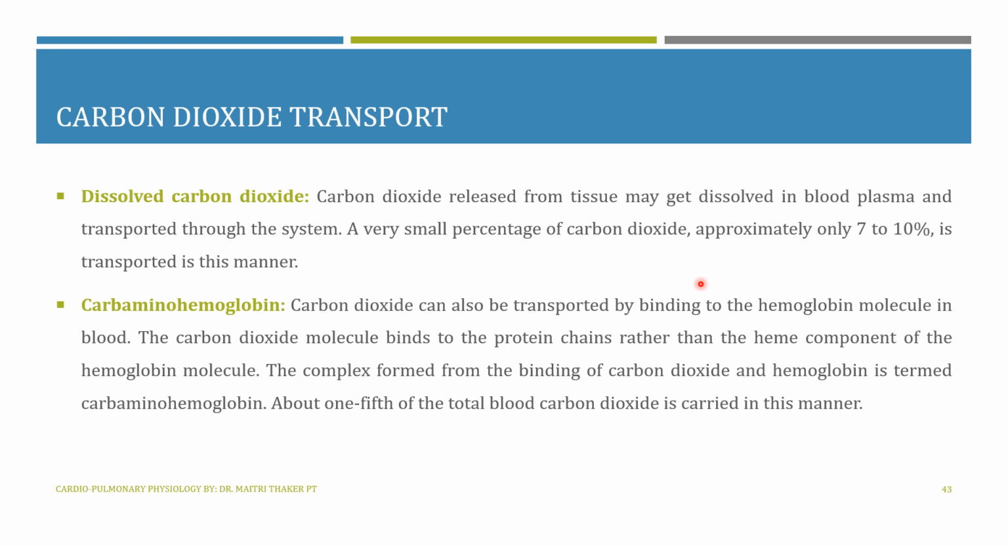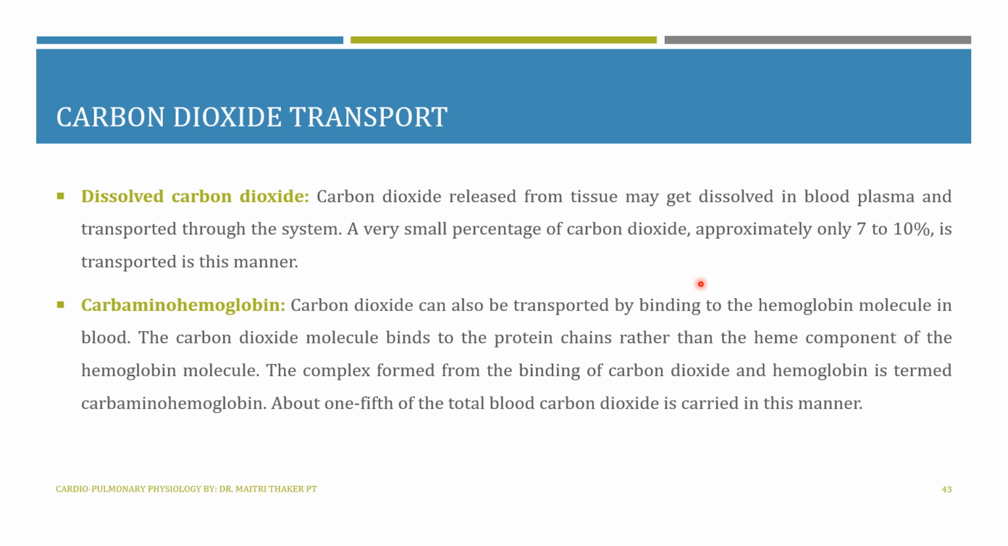Now, how does carbon dioxide get transported? After metabolism at the cellular level, the byproducts will be water, carbon dioxide and energy. Now how does this waste product, carbon dioxide, get transported from the peripheral tissue to the lungs? There are 3 main methods. First is dissolved carbon dioxide, second is carbaminohemoglobin, and third is by carbonic acid.